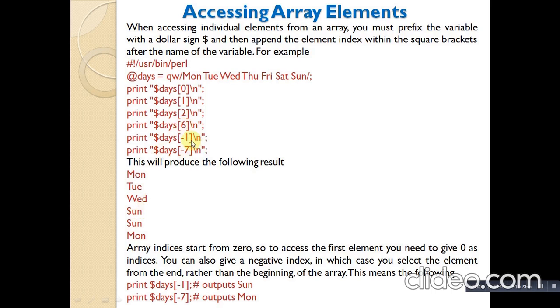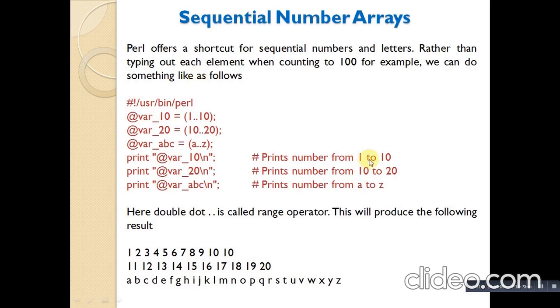Now what is -1? -1 means that the initial value is 0, so if you go back and assign -1, then it prints Sunday. Saturday is -2, Friday is -3, Thursday is -4, Wednesday is -5, Tuesday is -6, and Monday is -7. In this fashion it takes negative values also for our index.